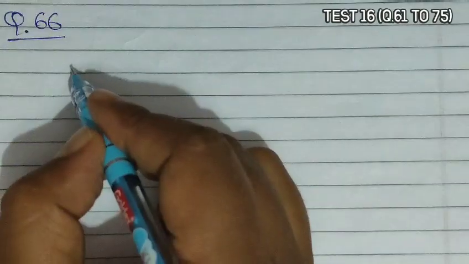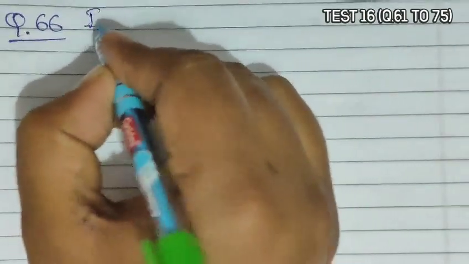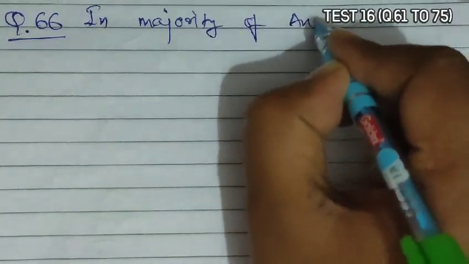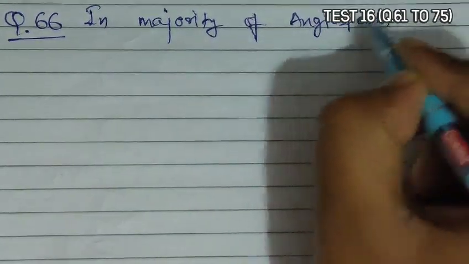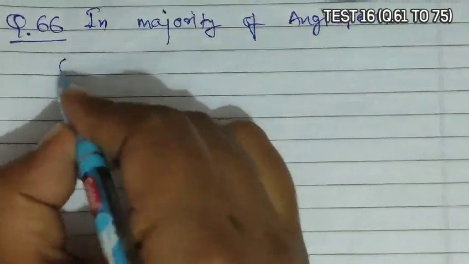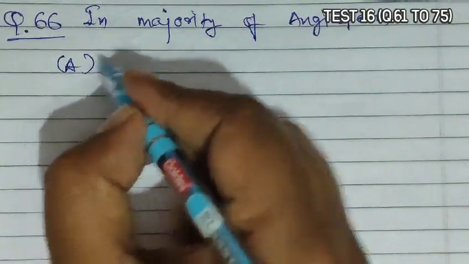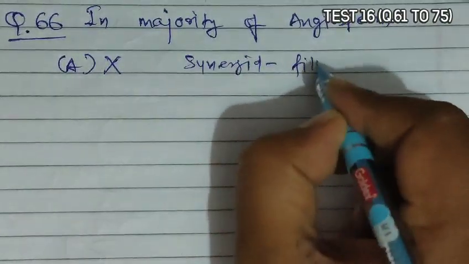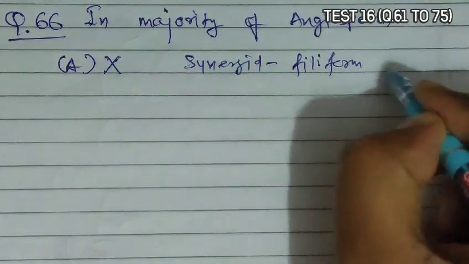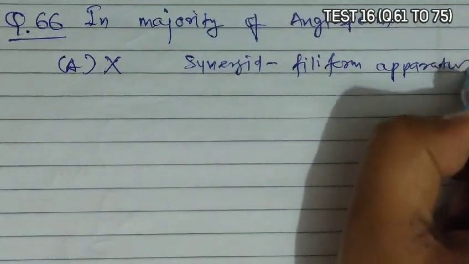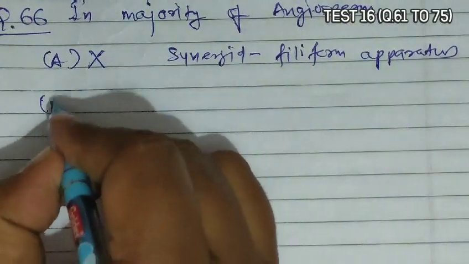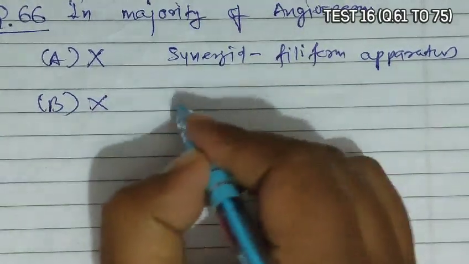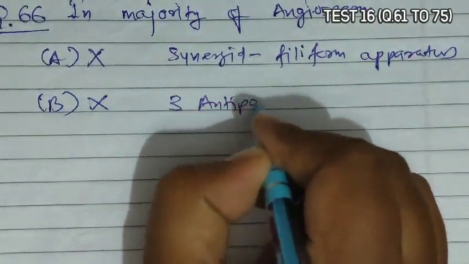Question 66. Question 66 asks about the majority of angiosperms. Option A says the egg has a filiform apparatus. Actually, it is incorrect. Synergids have a filiform apparatus which guides the entry of the pollen tube. Statement B says there are numerous antipodal cells. It is actually incorrect. There are 3 antipodal cells.